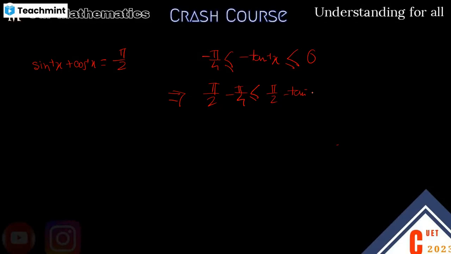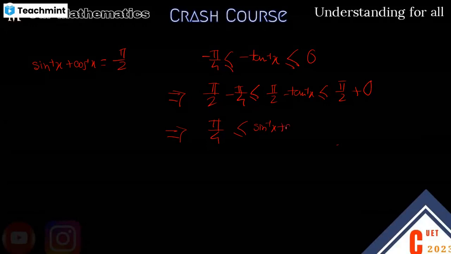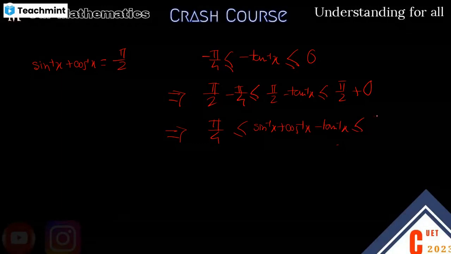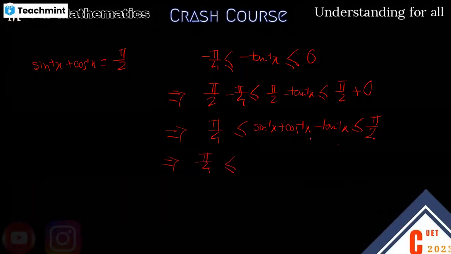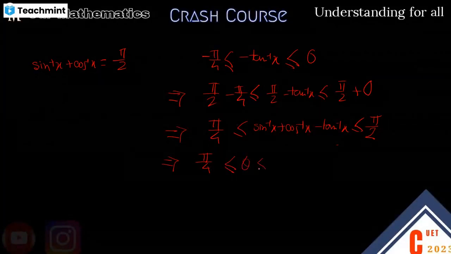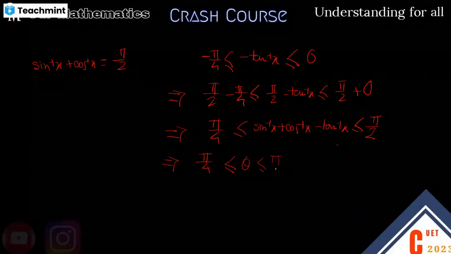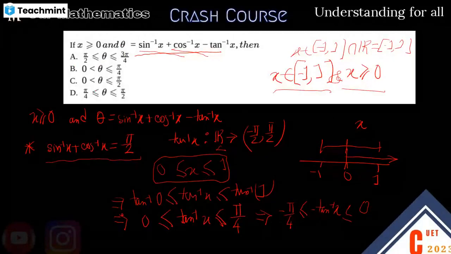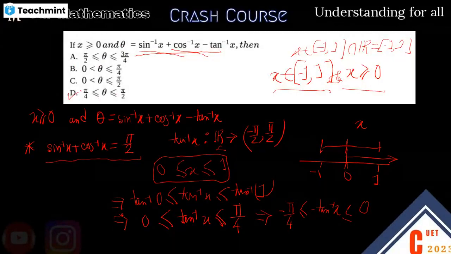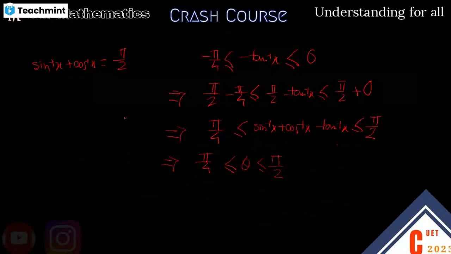It becomes pi by 4 less than or equal to sin inverse x plus cos inverse x minus tan inverse x is less than or equal to pi by 2, which means pi by 4 is less than or equal to sin inverse x plus cos inverse x minus tan inverse x, basically it is nothing but theta. So pi by 4 is less than or equal to theta is less than or equal to pi by 2. So the correct answer is pi by 4 is less than or equal to theta is less than or equal to pi by 2, option number D.